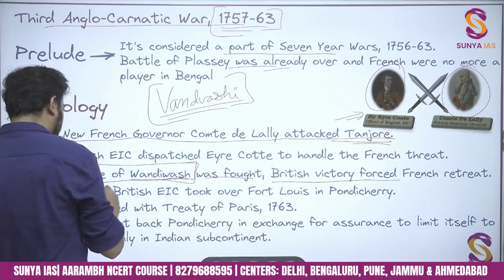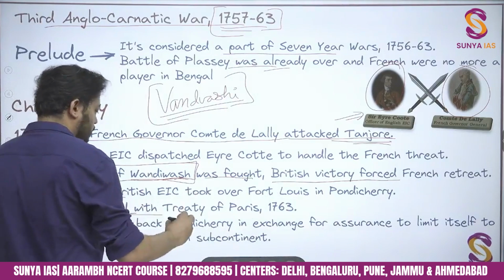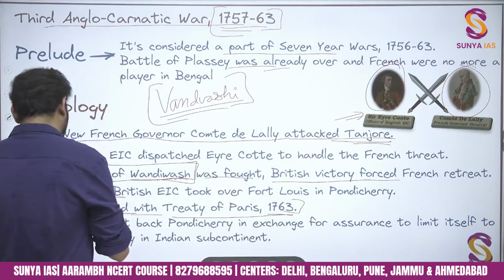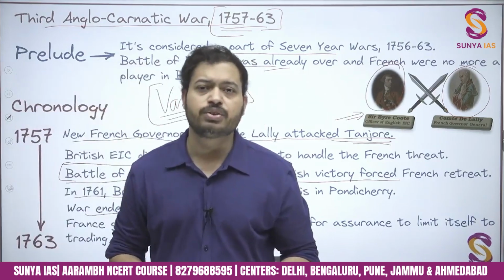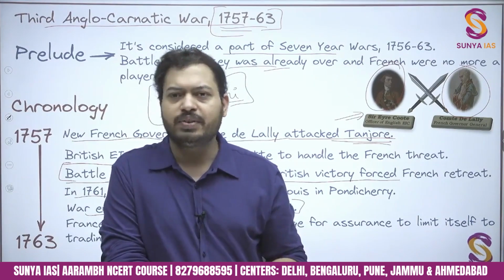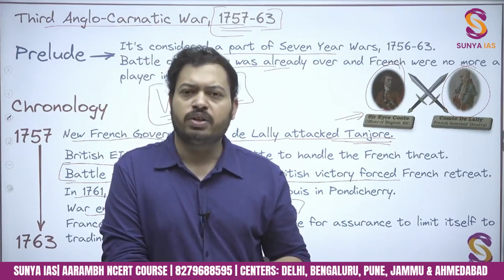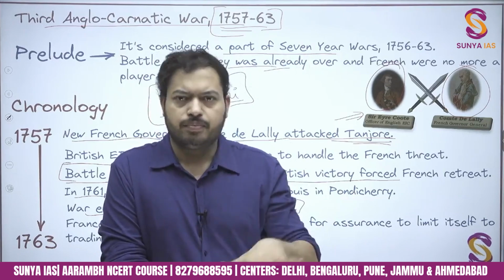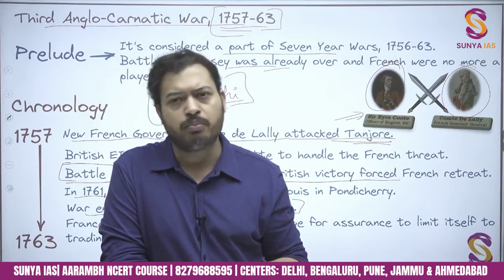Now, how did this whole issue get resolved? This issue was only resolved in 1763 when the Treaty of Paris was signed. In this Treaty of Paris, it was decided that the French will reduce their political influence in the Indian subcontinent. They will just remain as a trading organization. They will not have any long-term political ideas, and hence they were returned the factory in Pondicherry.